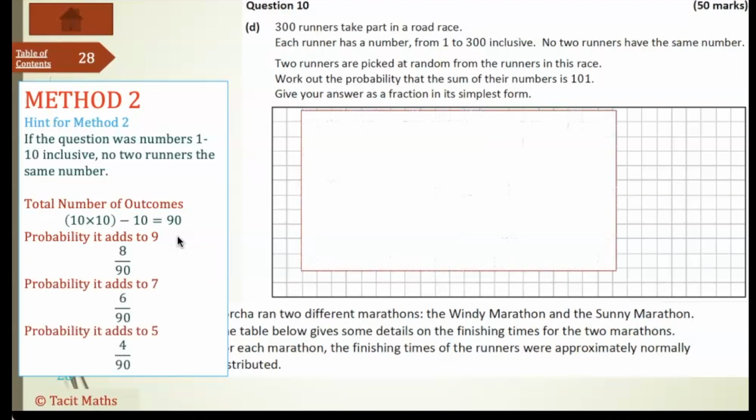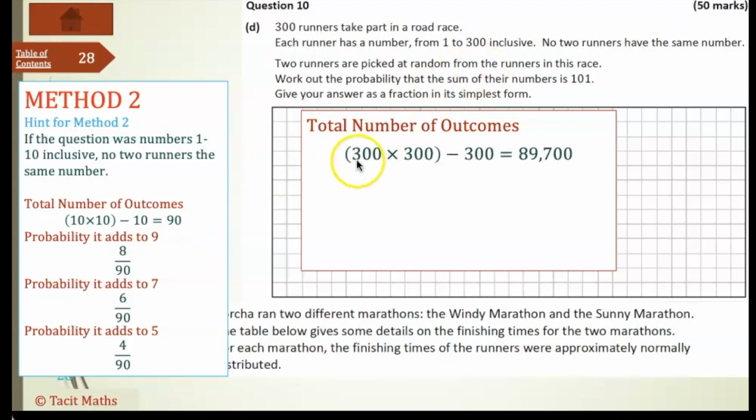That the same occurs even if it's a massive number, even if it's 300. So the total number of outcomes will be 300 by 300 minus the 300 outcomes where the numbers are the same. So that's the total number of outcomes. And the probability that it adds up to 101, if you could visualize a 2-way table with 300 numbers in it, then the number of outcomes that add up to 101 would be just 100. So it's 100 over 89700, which is the exact same answer that we got in part E. So make of that what you will.